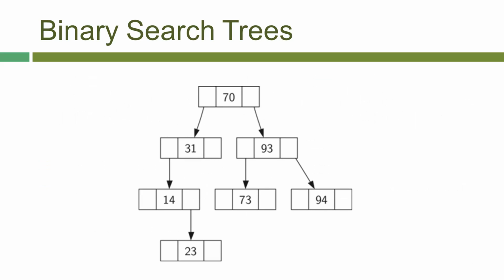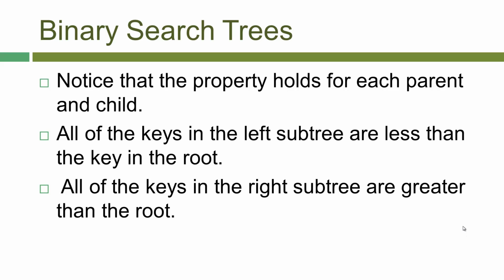So here we have an example of a tree, and notice that the BST property holds. For every node, if you look to the left and right of the node, you have that BST property. All keys in the left subtree are less than the key in the root. All of the keys in the right subtree are greater than the key in the root. Notice that this BST property only refers to the direct parent, not the entire tree. So, just to reiterate this really important property, all of the keys in the left subtree are less than the key in the root, and all of the keys in the right subtree are greater than the key in the root.